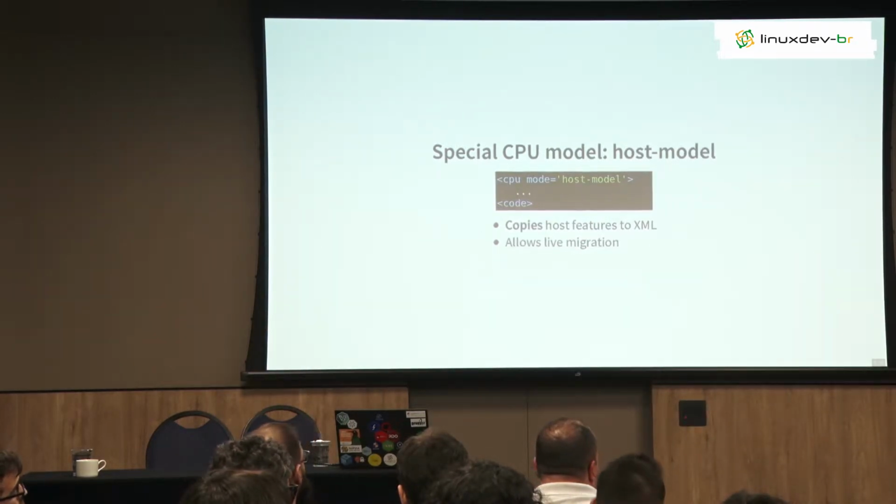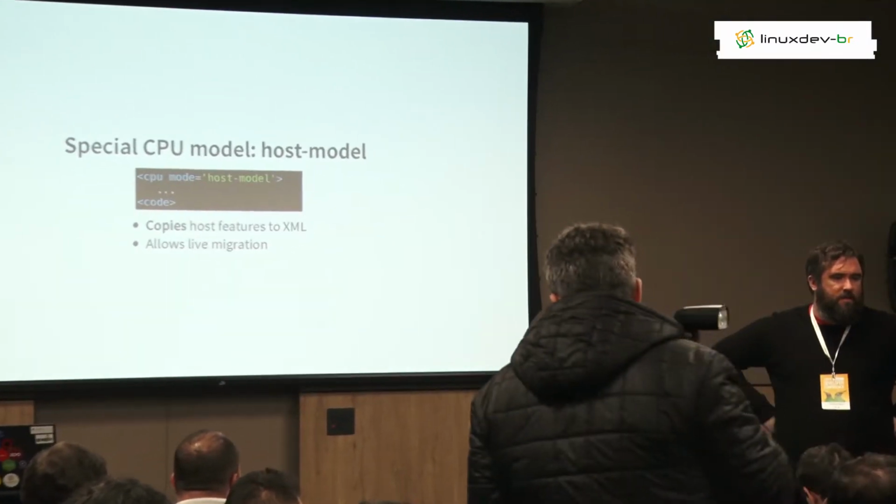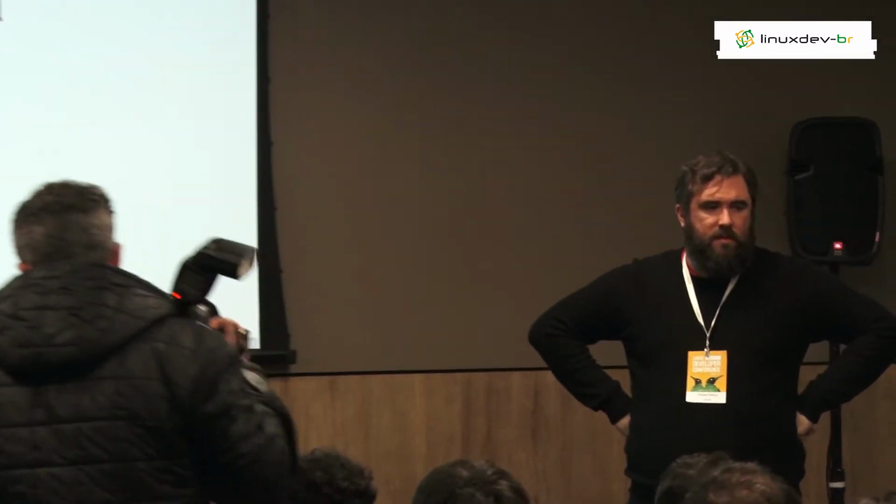So in the case of host model, there may be a situation in which some of the features in your machine are not available in the processor of the other machine. So in this case, will QEMU emulate these features, or no? Because how will you migrate if all the features are not available in the destination?